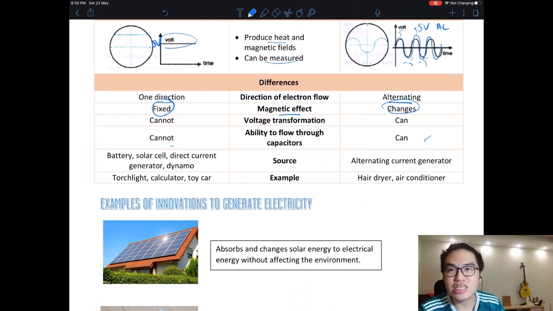Mostly DC you get from a very small voltage source like a battery, or a solar cell. Solar cell is very small. Also a direct current generator, a dynamo.